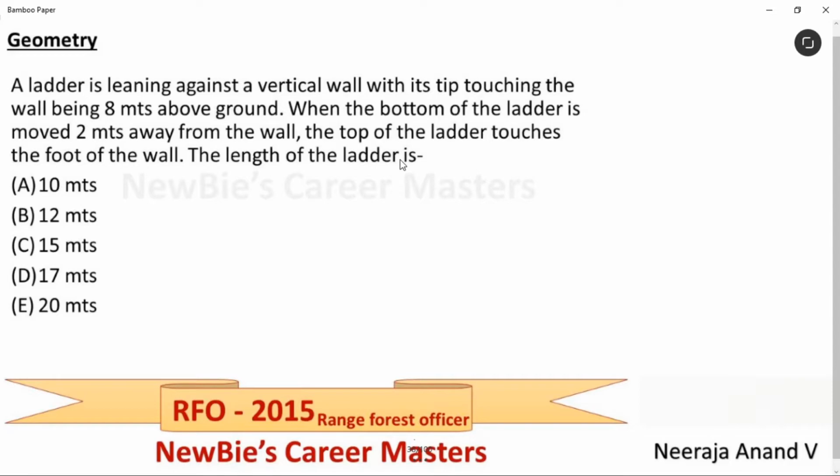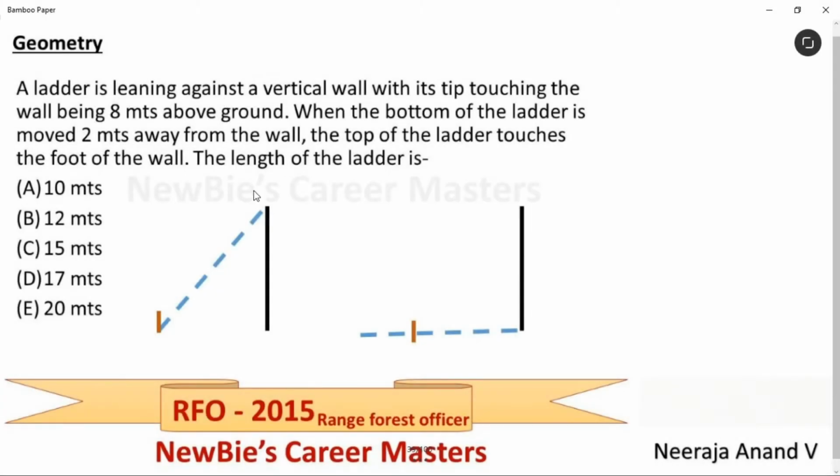Very simple question. Let's picturize this to understand this properly. A ladder is leaning against the vertical wall. See, this is the wall and let's take this as the ladder. With its tip touching the wall being 8 meters above the ground. What is this information? They are telling the wall length is 8 meters. Then, when the bottom of the ladder is moved 2 meters away from the wall. See, here is the bottom. If we move this bottom of the ladder 2 meters away from the wall, the ladder falls down. That is the meaning of that line.